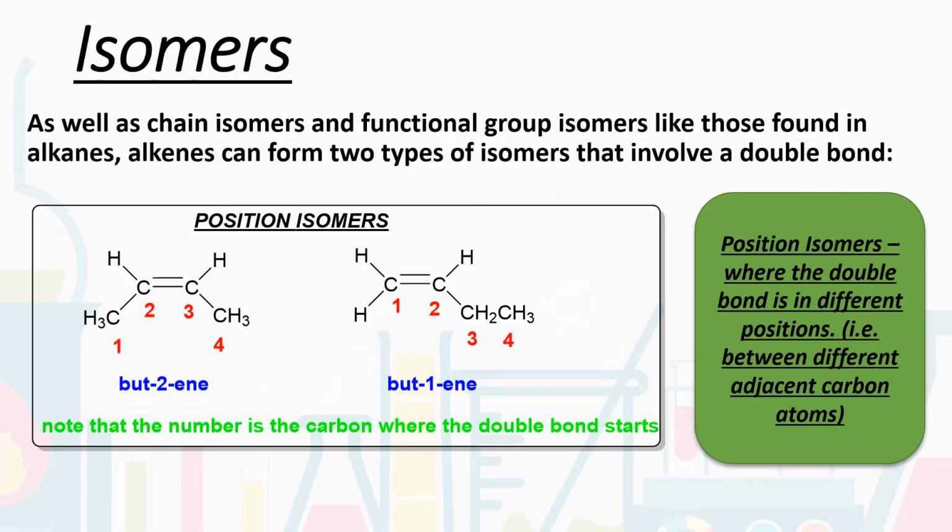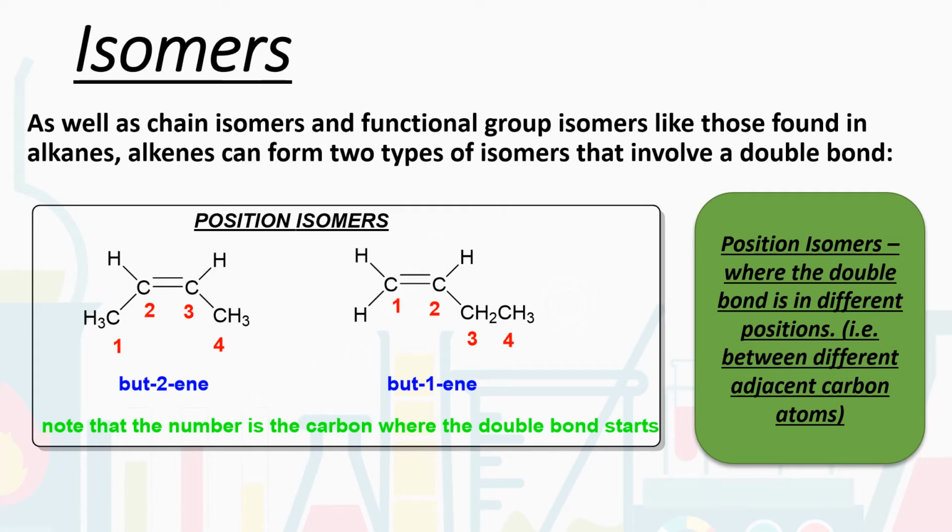So we can now look into the types of isomers that we can get in alkenes. Remember that our isomers have the same overall formula, but for these structural isomers, the connectivity of the atoms is different. And so as well as chain and functional group isomers that we had in alkanes, alkenes can form two types of isomers that involve the double bond specifically. Now the first is a type of structural isomerism where the atom connectivity actually differs. And this is a type called position isomerism. This is where the double bond is literally in a different position between different carbon atoms in the molecule.